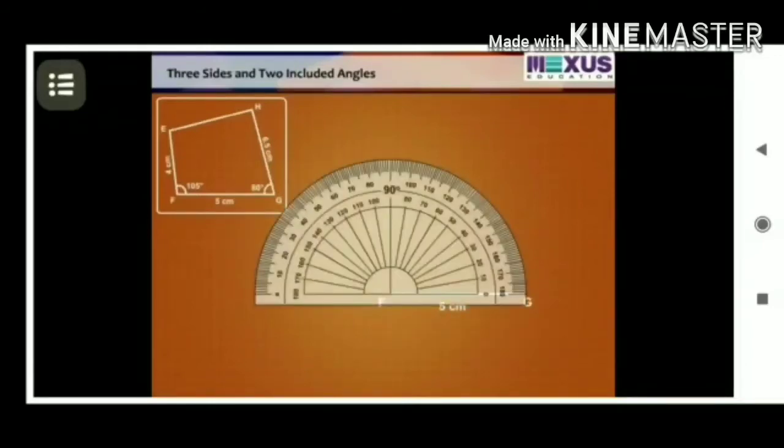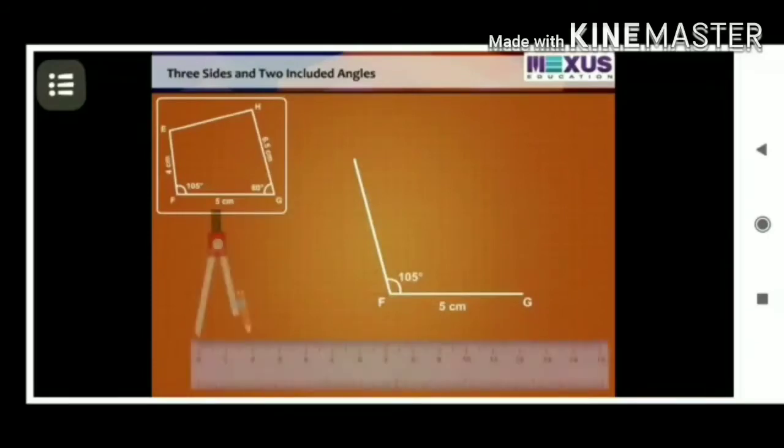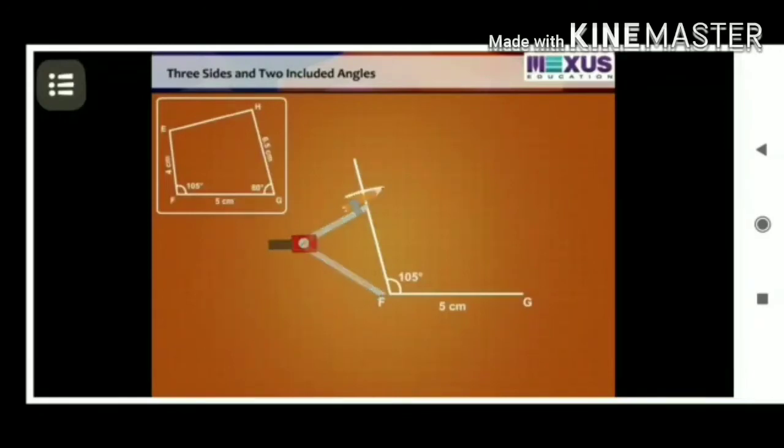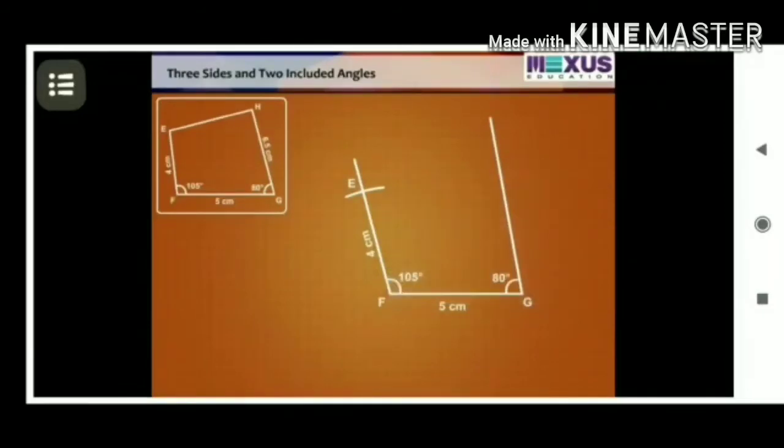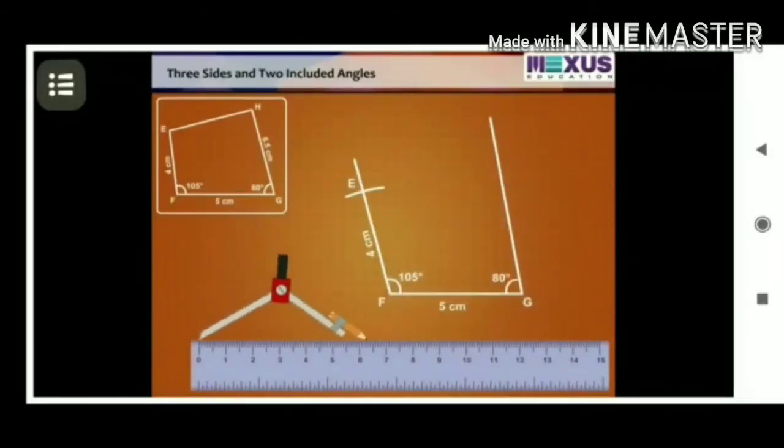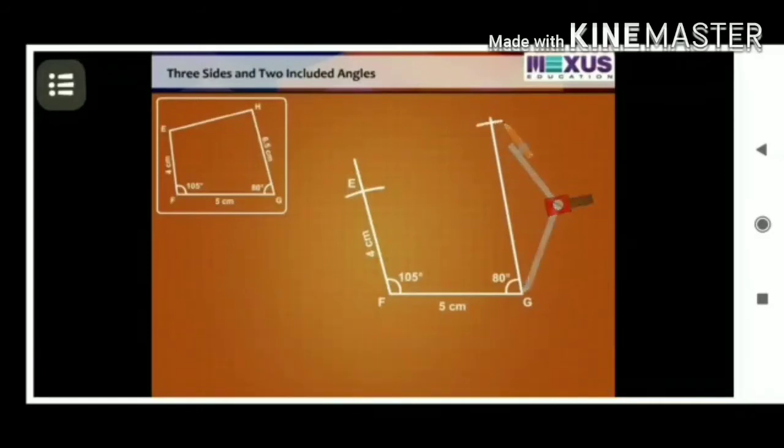Now draw angle F equal to 105 degrees with the help of the protractor. Step 2. Cut an arc on this line with F as center and radius 4 cm. Mark the intersecting point as E. Step 3. At G, draw an angle of 80 degrees with the help of the protractor. Now cut an arc on this line with G as center and radius 6.5 cm. Mark the intersecting point as H.